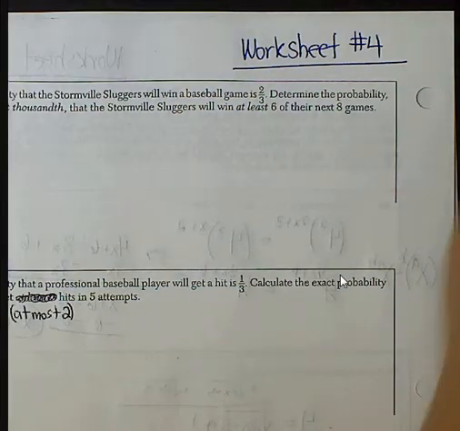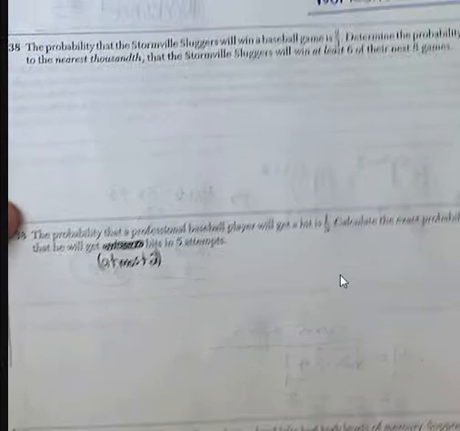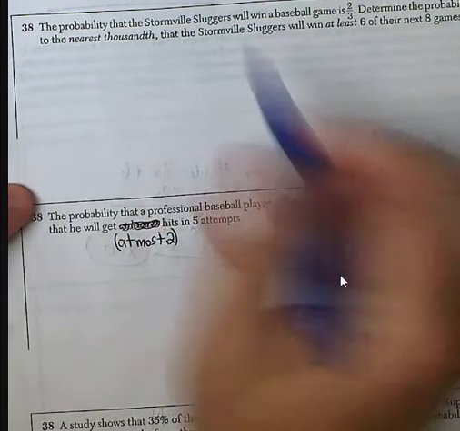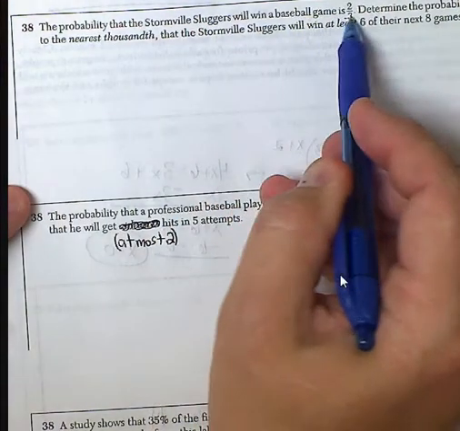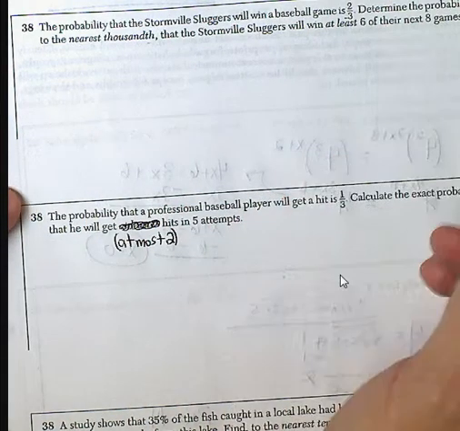Okay, worksheet number 4 is your binomial probability worksheet. So here we go. The probability Stormville Sluggers will win a baseball game is 2/3. Determine the probability, to the nearest thousandth, that they'll win at least 6 of the next 8 games.